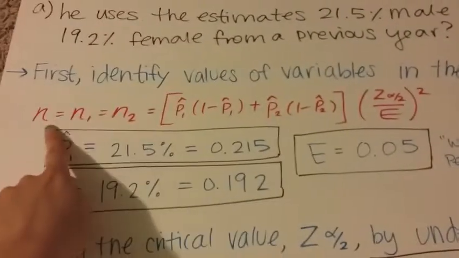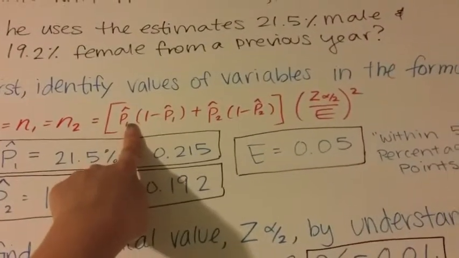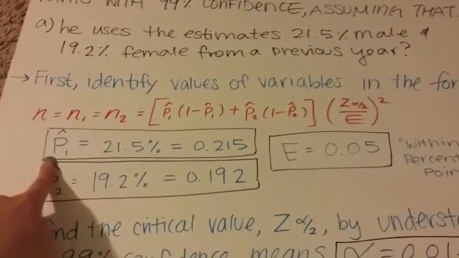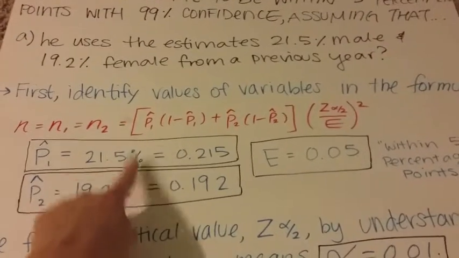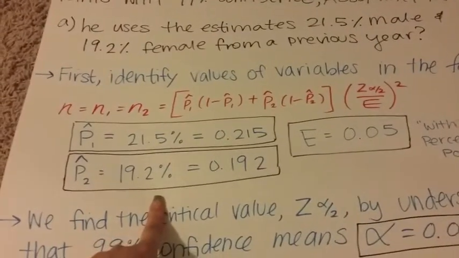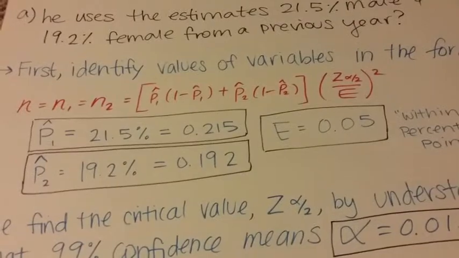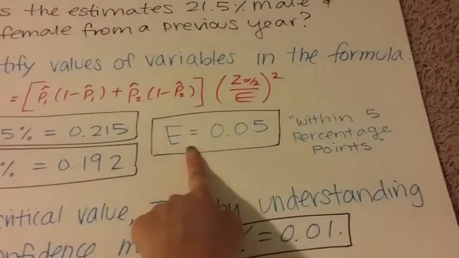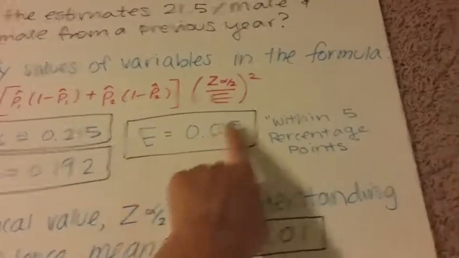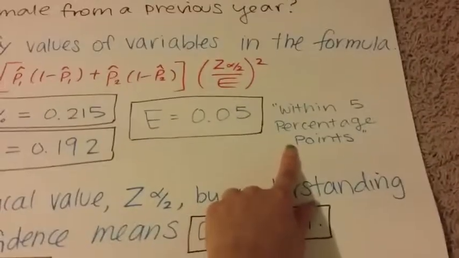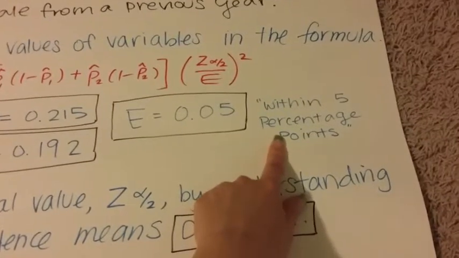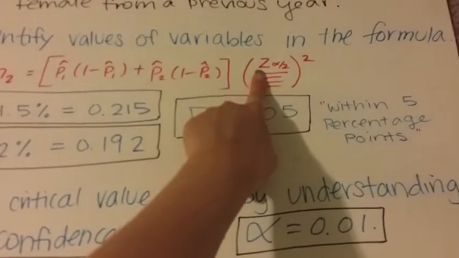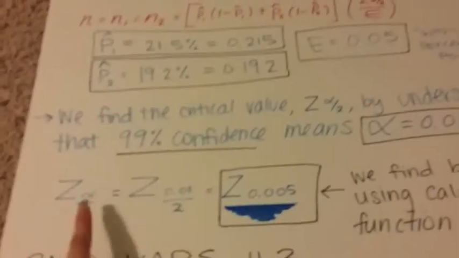So using this formula, we're going to plug in the variables that we find in the problem. P hat 1 is 21.5 representing the males, P hat 2 is 19.2 representing the females, and we turn those values into decimals for this formula. The margin of error E is 0.05 because in the problem we read that the estimate is to be within 5 percentage points. So all that's left to find now is Z sub alpha over 2, and that is the critical value.